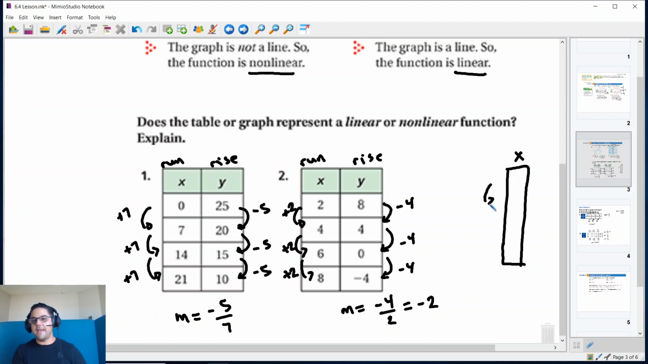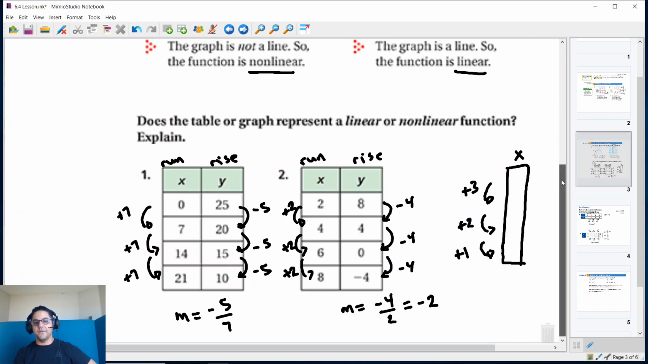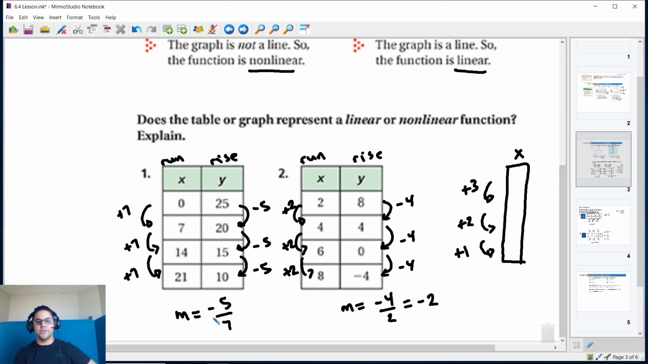You might have a +3, a +2, and a +1. That does not automatically mean that it is nonlinear. You need to be able to go a little bit further. Oh, looks like I didn't even answer the question. I just found my slope. We kind of talked about it, but let's make sure we actually write it down. Linear.